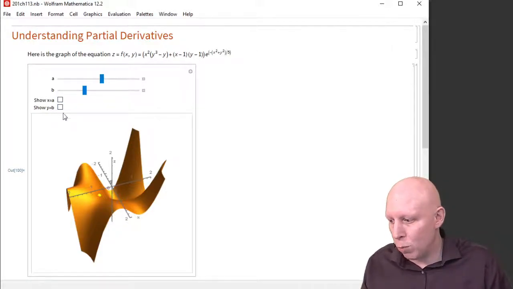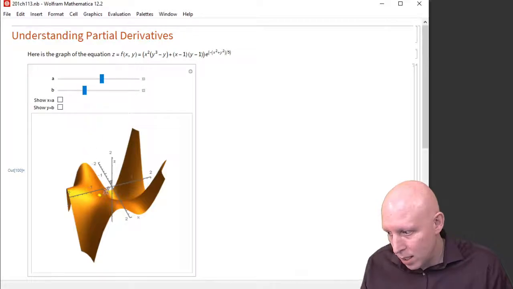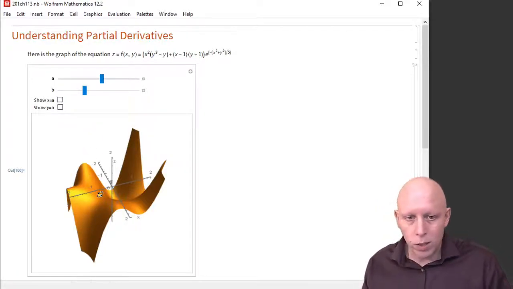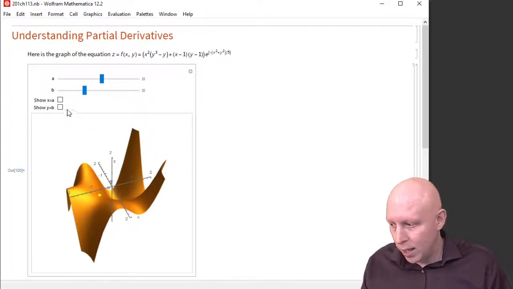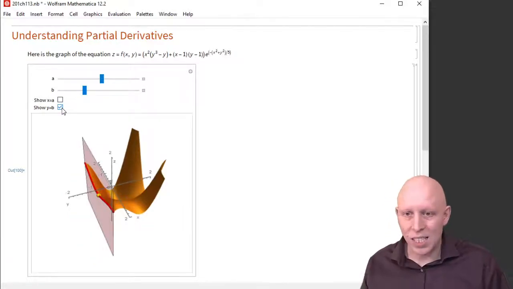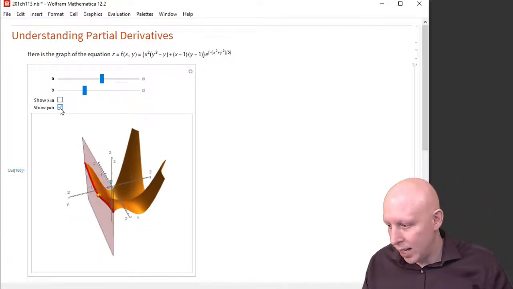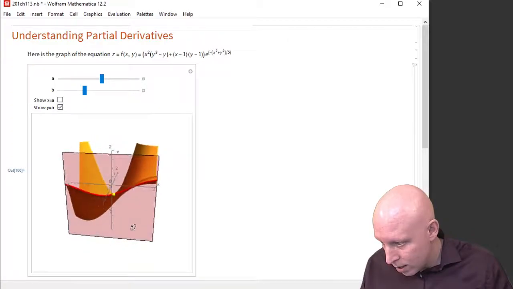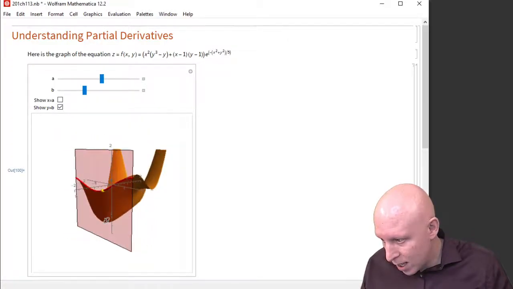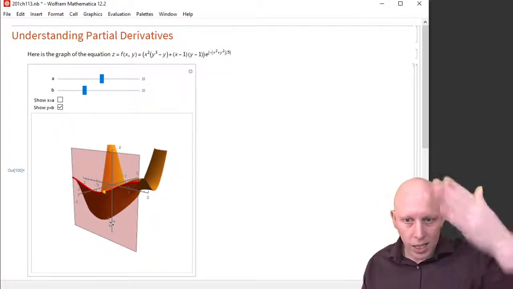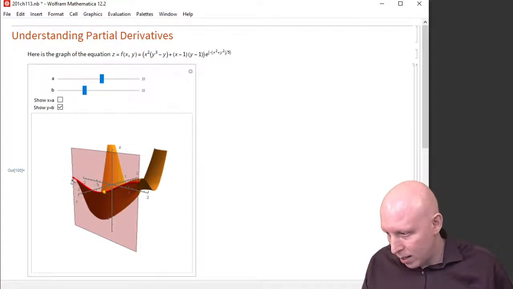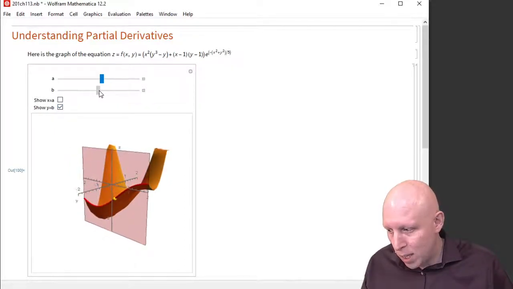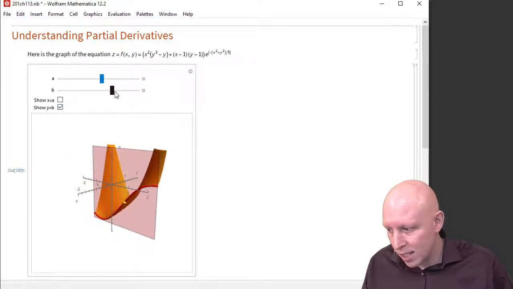So if I'm setting y equal to b, so if I'm here at this point, what does y equals b look like? It looks like a plane that slices through our surface in this way. Right? So from the side, this is what happens when we slice our surface at this plane y equals b. For different values of b, we get a different slice.